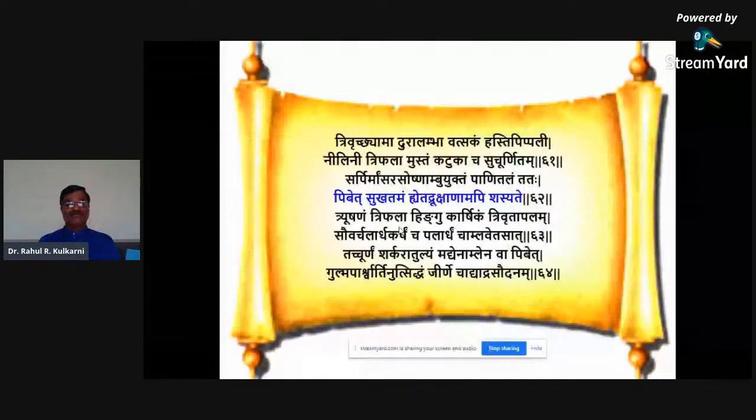त्रिभूषणम त्रिफलाहिंगुम कार्षिकम त्रिवृत्पलम सौवर्चलम अर्धकर्षम च फलार्धम च आम्लवेतसाम. That is tribhushana, triphala, hingu in karsha pramana, trivrut in one pala matra, sauvarchala half karsha, that is half karsha of sauvarchala lavana, and half pala amlavetasa. तच्चूर्णम शर्करा तुल्यम मध्येन आम्लेन वा पिबेत.